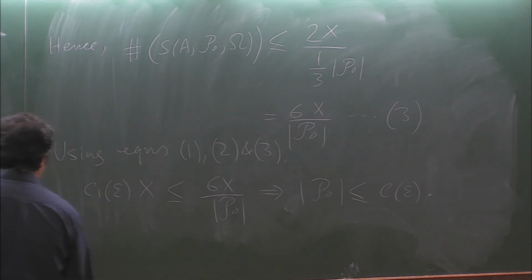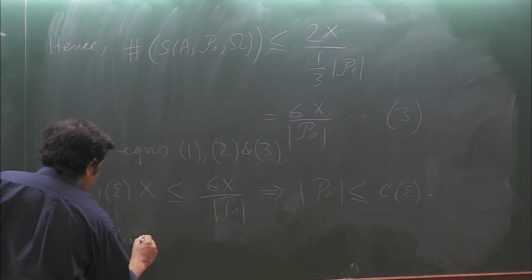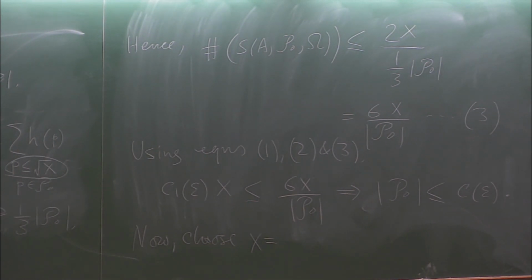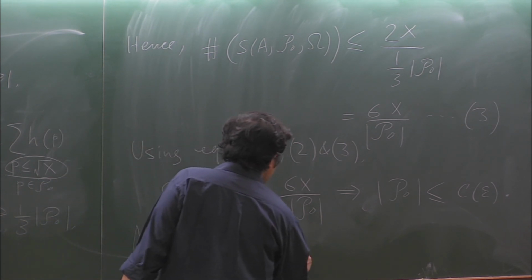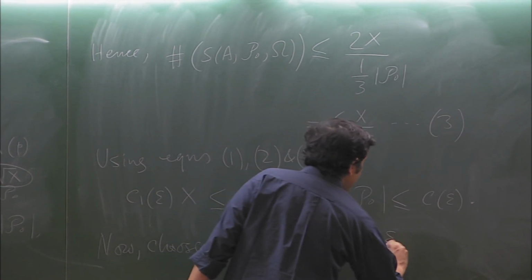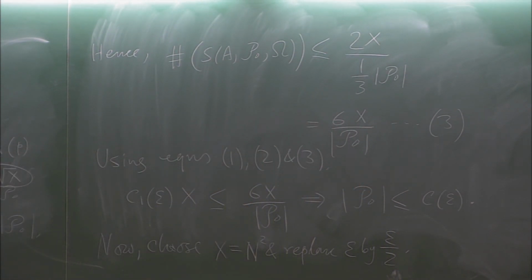And now we choose x to be, so recall, what is the theorem? The theorem says that you should go up to n to the epsilon, and p should go up to n. So take x to be n squared, and replace epsilon by 2 epsilon, and that will give the theorem. So that finishes the proof.